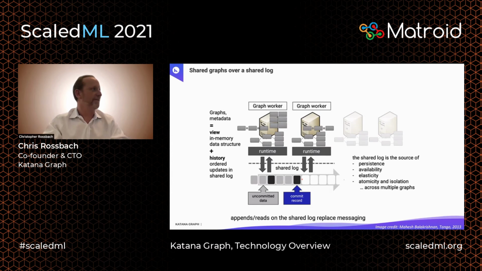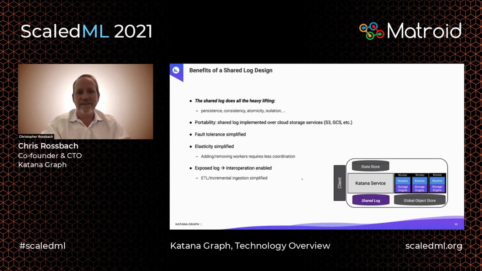So key benefits to wrap up around the shared log design is that the shared log itself does all the heavy lifting for many of the distributed systems properties that have proved very difficult to implement in systems of the past, such as persistence, consistency, atomicity, and isolation. It also provides us a nice portability mechanism because a shared log implemented on top of cloud storage services like S3 is very easily portable to other cloud storage services as well.